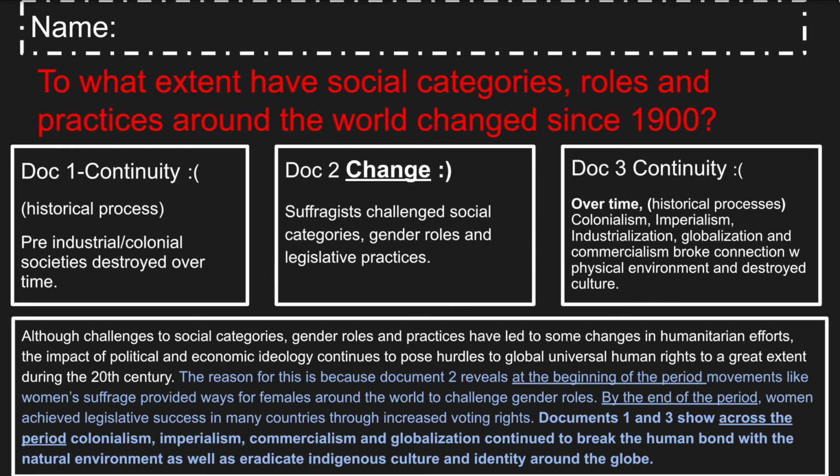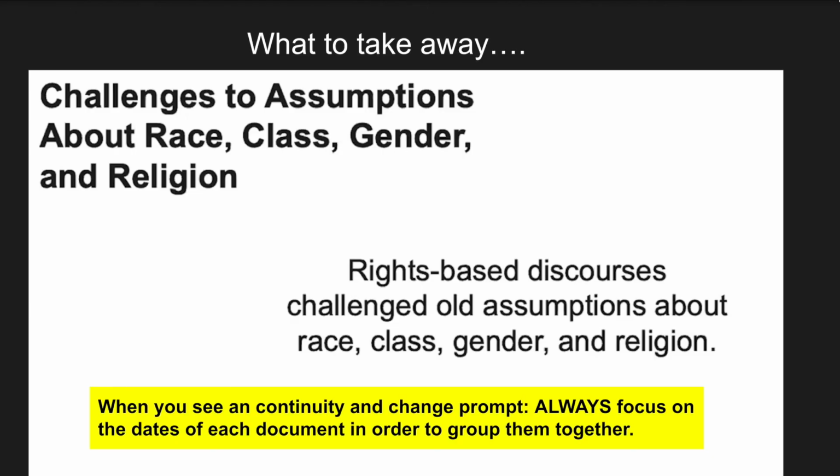So you can see an argument that develops here using the documents. The change is women's rights increased. The continuity is the negative impact of imperialism, industrialization, commercialism, globalization over time. What to take away? Well, challenges to assumptions about race, class, gender, and religion occurred all through the 20th century, and rights-based discourses challenged old assumptions about race, class, gender, and religion. And when you see continuity and change prompt, when you see the word change inside that prompt, always focus on the dates of each document in order to group them together. I hope this helped.